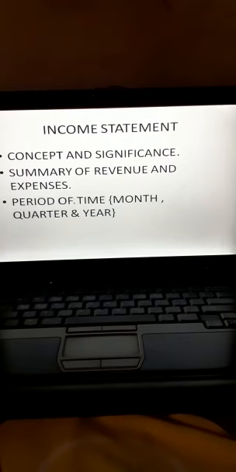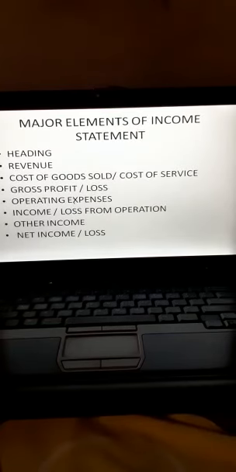Now let's move towards the major elements, or you can say major parts, of the income statement. Here you can see the major elements of the income statement: heading, revenues, cost of goods sold, gross profit or loss, operating expenses, income or loss from operations, other income and net income. These are the major components, or elements, of the income statement.